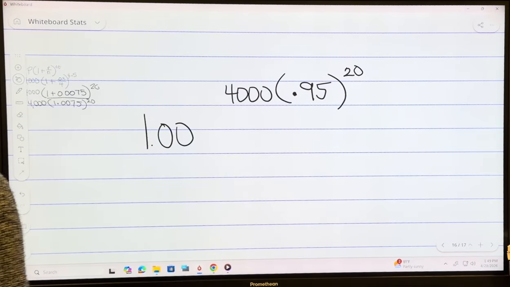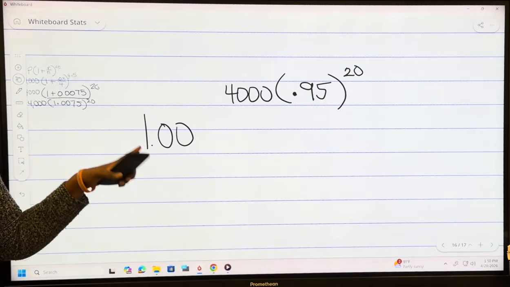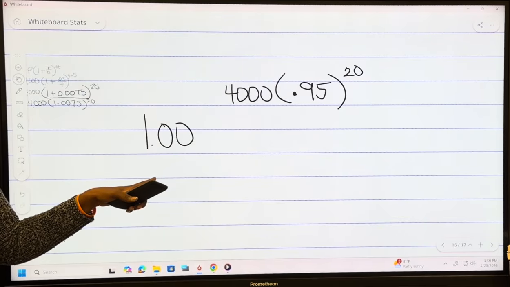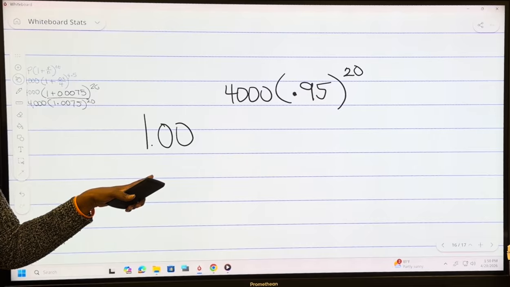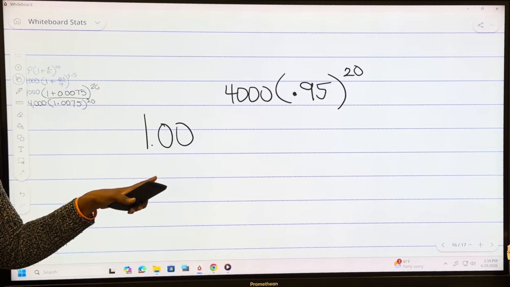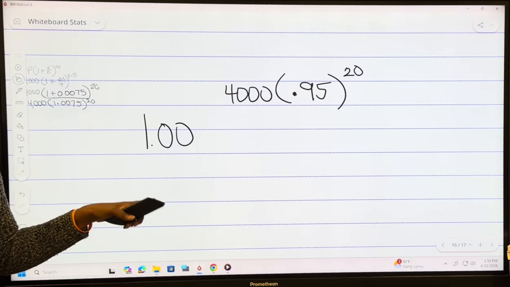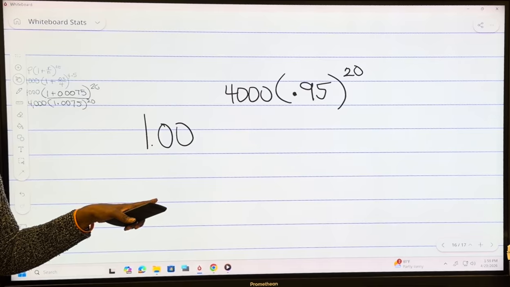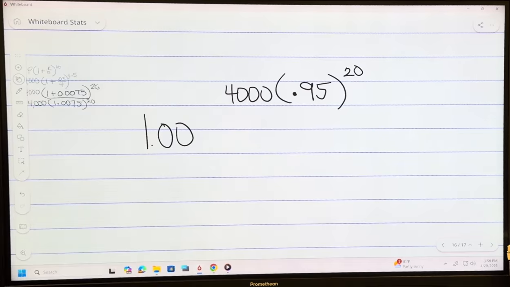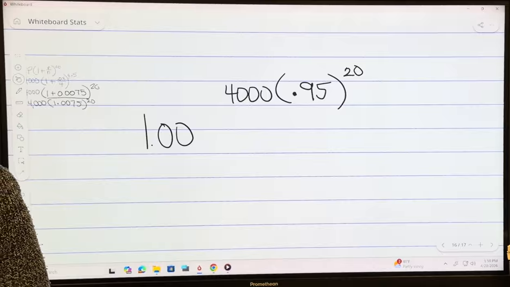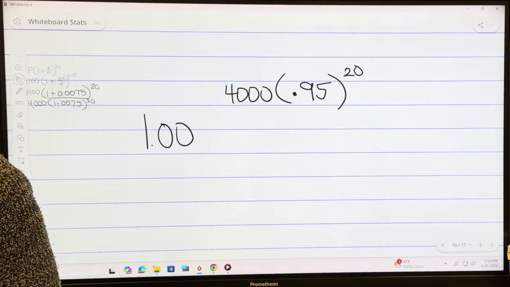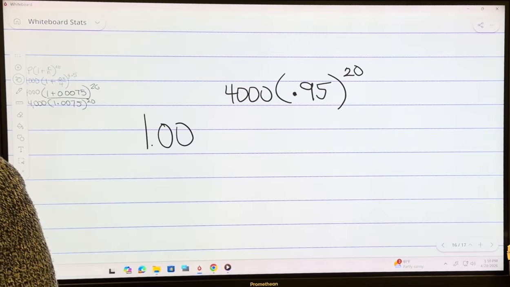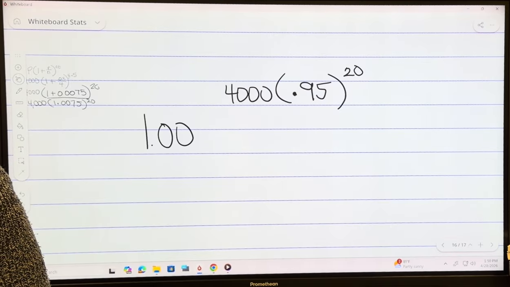Look, 1 is 100%. What number is that? It's 1. That's a 1. What percent is that? 100%. Your whole body? It's 100%. It's 1. It's one body.